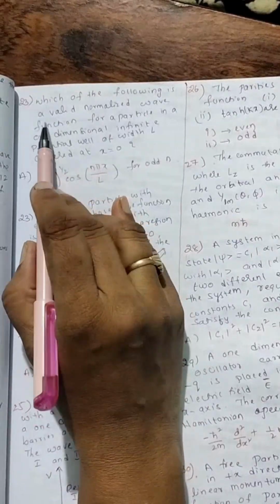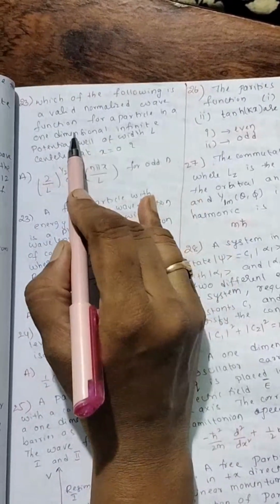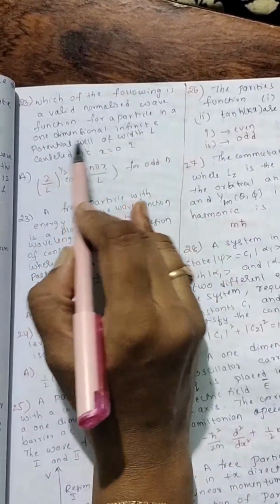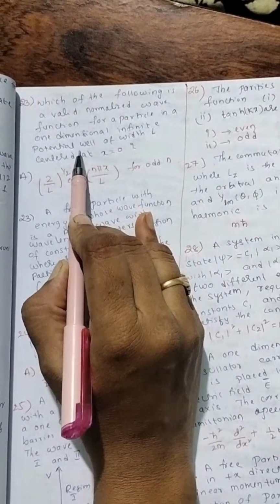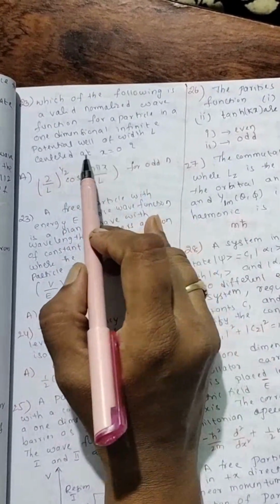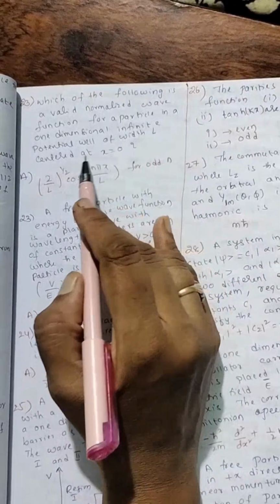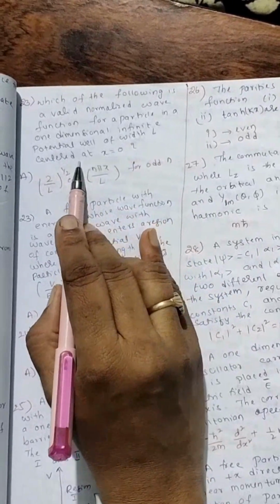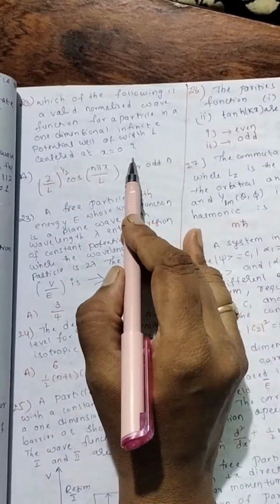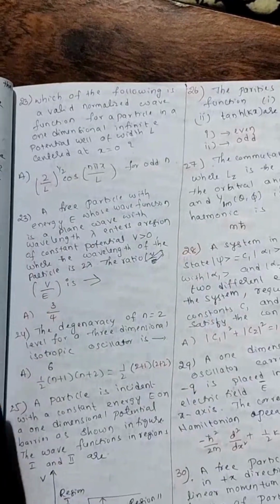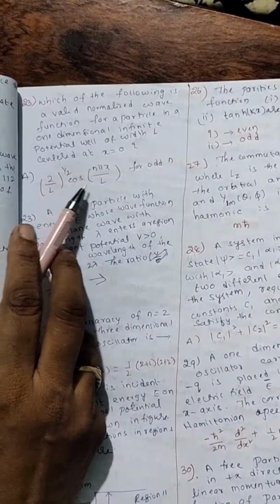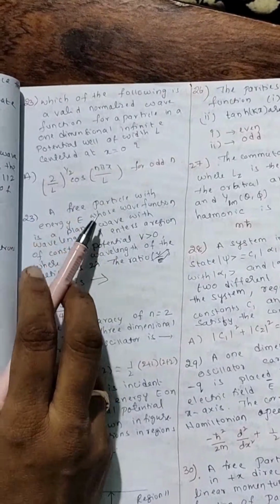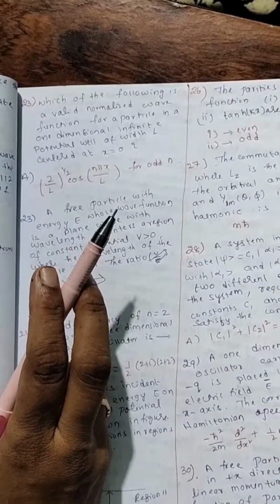Which of the following is a valid normalized wave function for a particle in a one-dimensional infinite potential well of width L centered at x equal to 0? Answer is root of 2 by L cos n pi x by L for odd n. Remember.